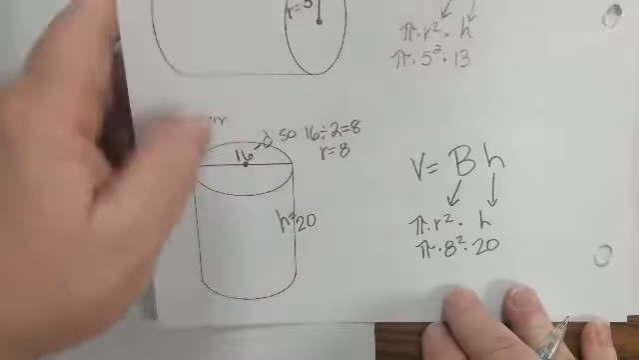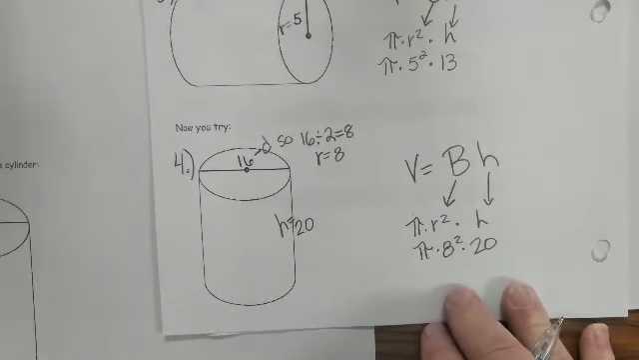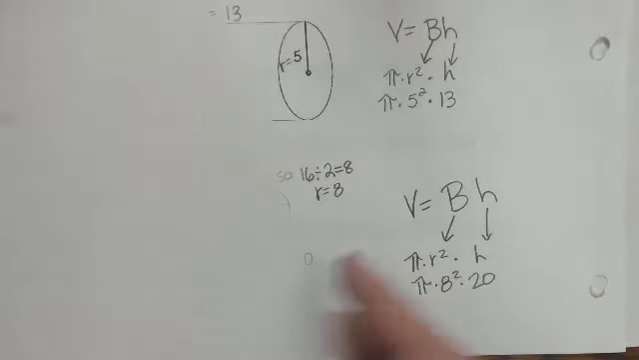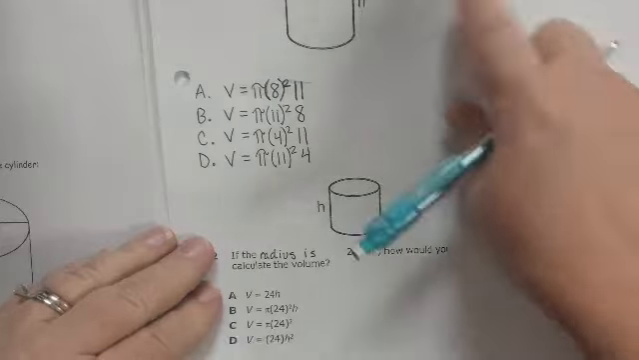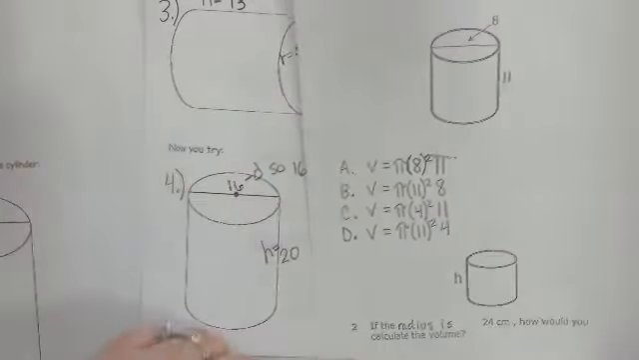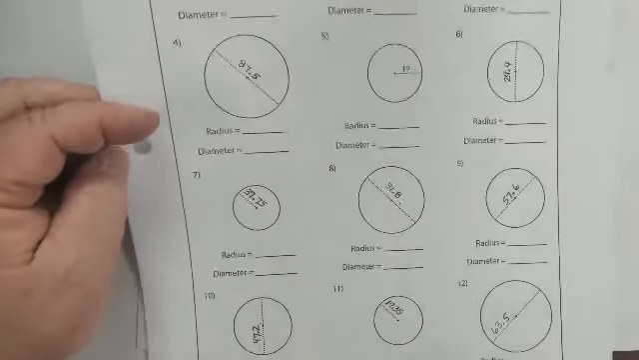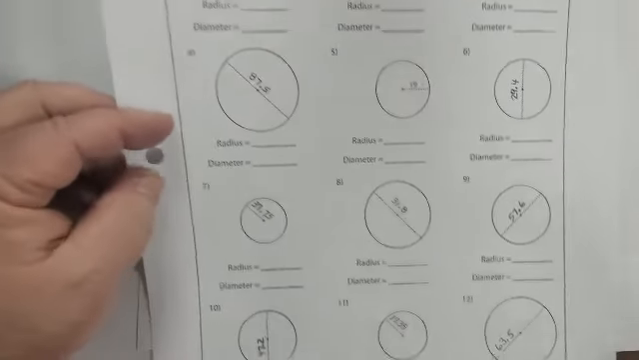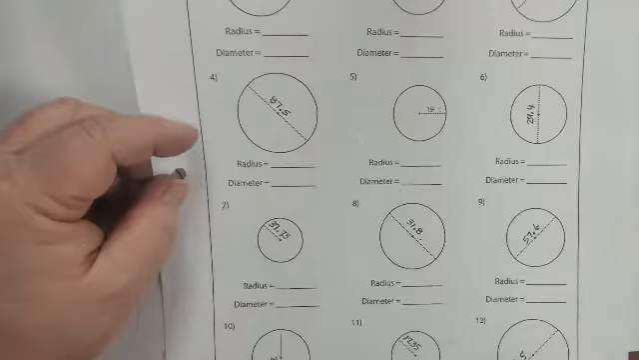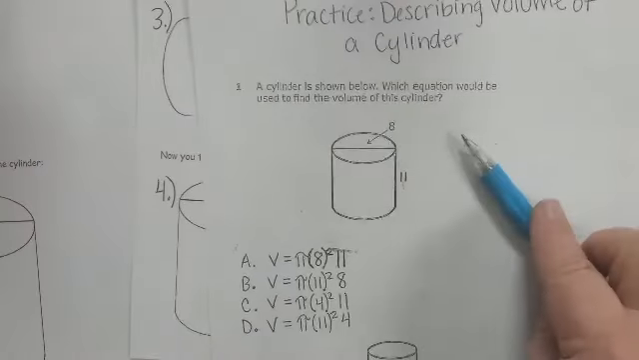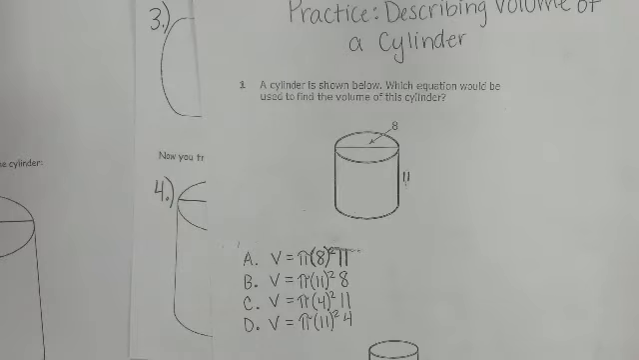Alright, today you have a short practice. Very short practice describing the formulas. So you are going to do 2 practice problems. And then you are going to come over here and you are going to be doing radius and diameter. I would do the radius and diameter first. You're going to find the radius and the diameter for each of these circles. Okay? Then on the back side, you're going to write and describe the volume of a cylinder.